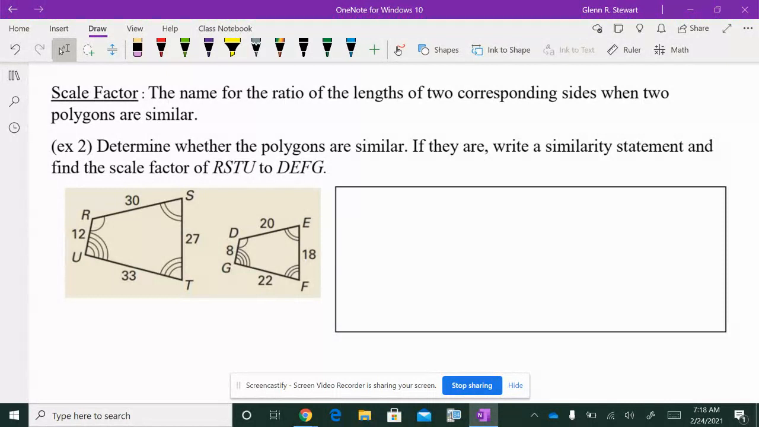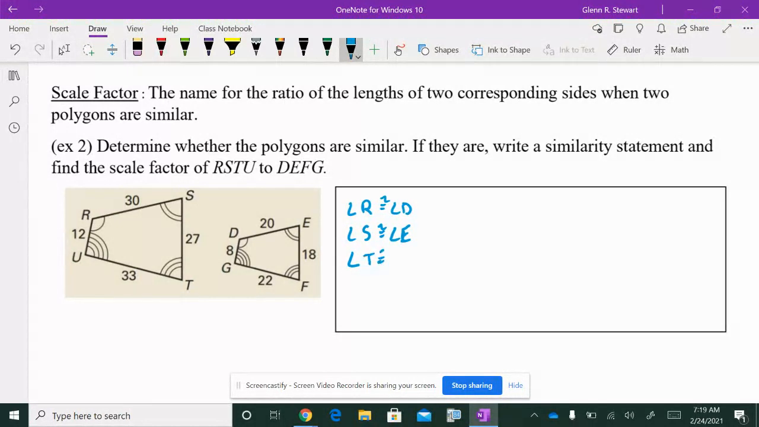Determine whether the polygons are similar. If they are, write a similarity statement and find the scale factor for RSTU and DEFG. First thing that we have to do is determine if the angles are congruent, and obviously by the figure and the symbols that are shown, they are. I'm just going to write them out here real quick for you. Angle R is congruent to angle D. Angle S is congruent to angle E.